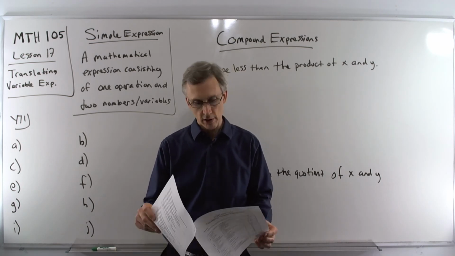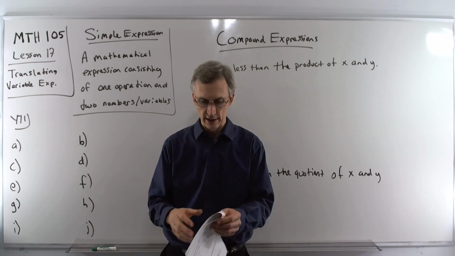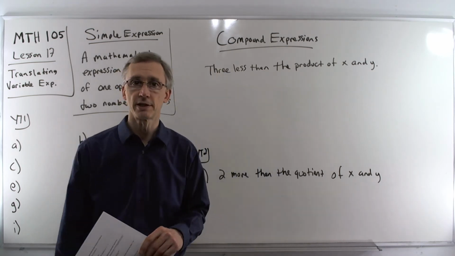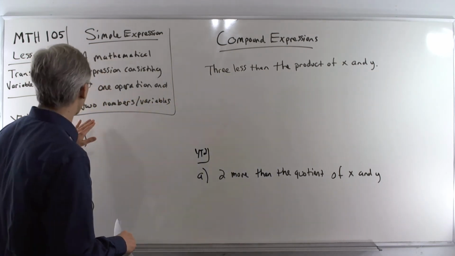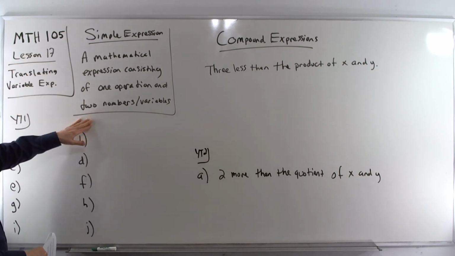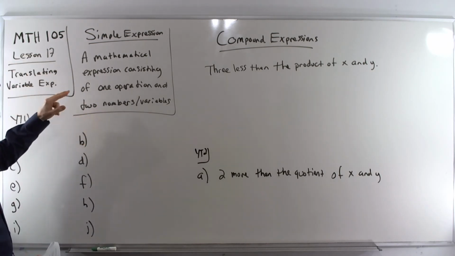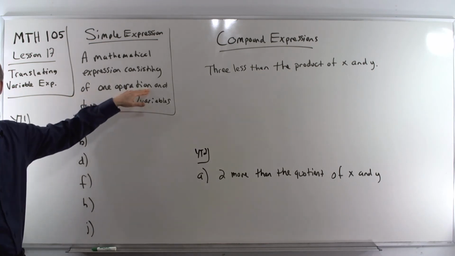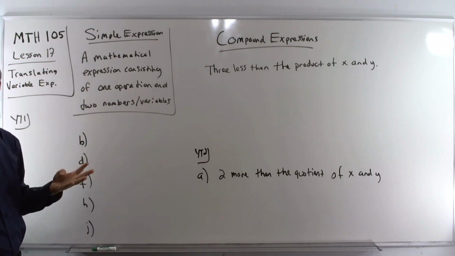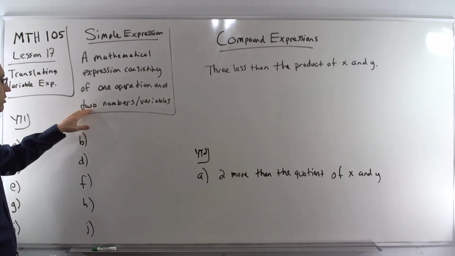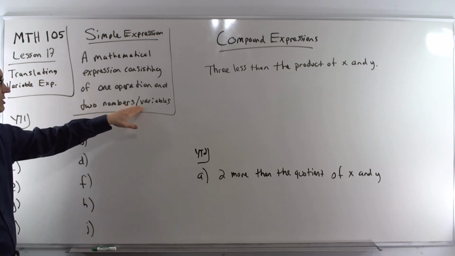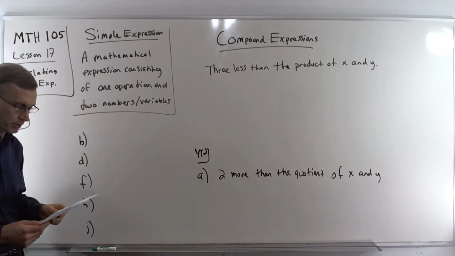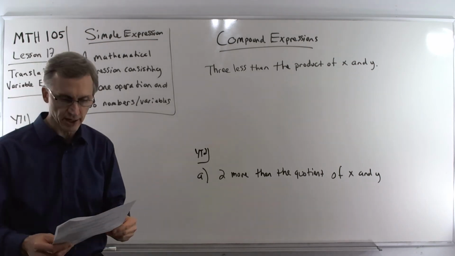Now once you've gone through and familiarized yourself with the phrases, what we're going to do now is to translate some simple expressions. And a simple expression has a precise definition. It's a mathematical expression consisting of one operation, and that's the key. There's only one mathematical operation: addition, subtraction, multiplication, division, or a power. And there are two numbers or variables. So two numbers or variables connected with one single mathematical operation. That's a simple expression.